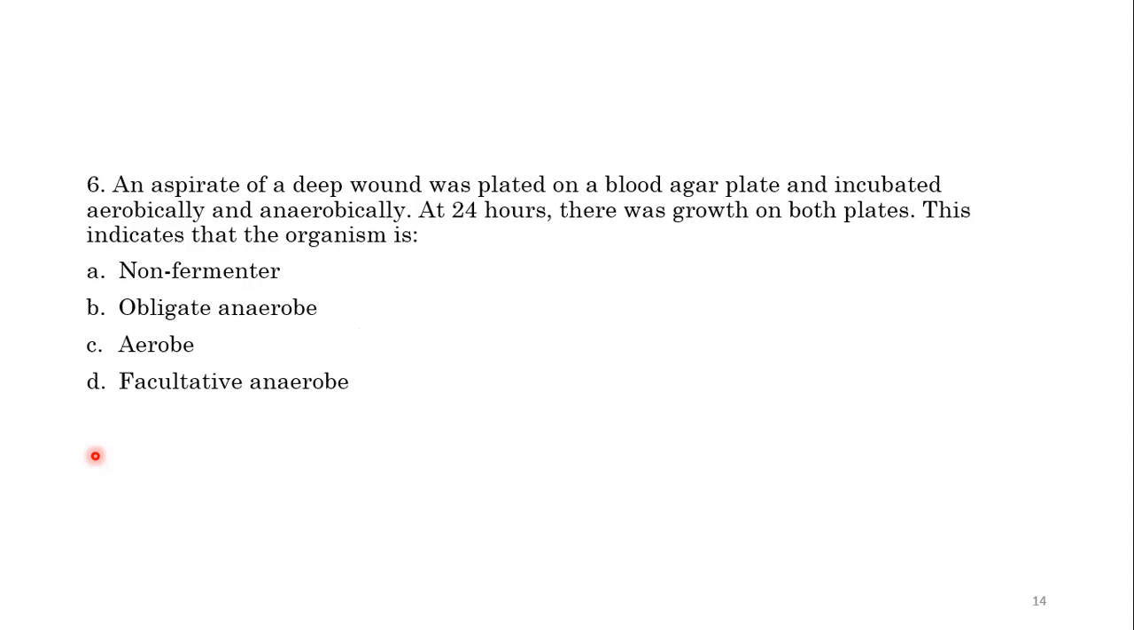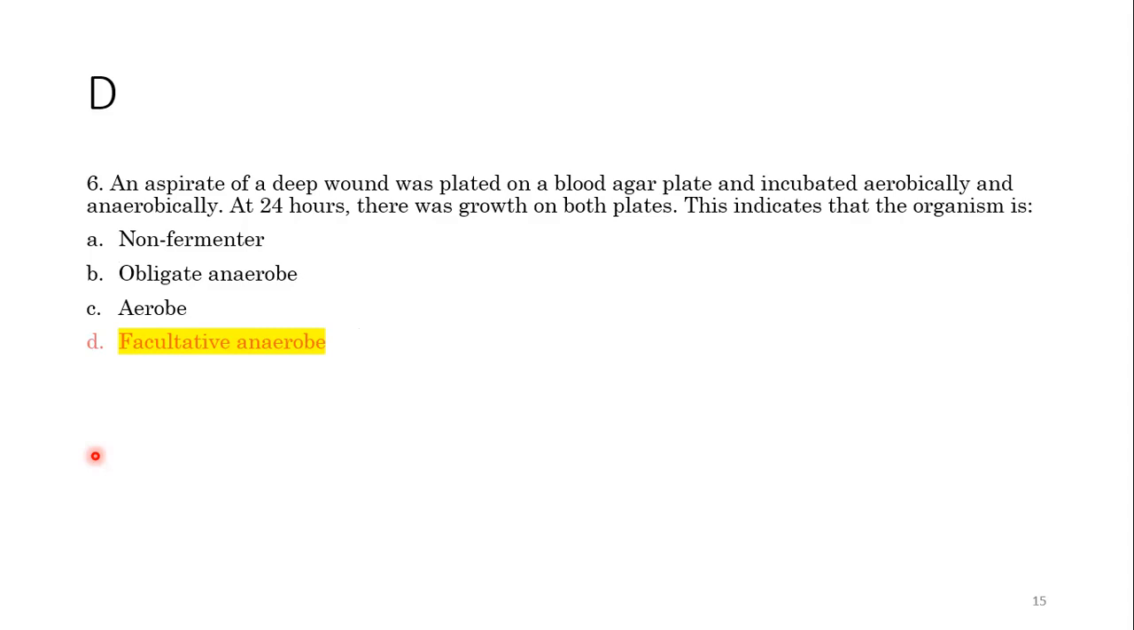The correct answer for number 6 is letter D, facultative anaerobe. What is a facultative anaerobe? A facultative anaerobe is a type of anaerobe that grows in the absence of oxygen, and they can also grow in the presence of oxygen. Again, when we say facultative anaerobe, we are pertaining to those organisms that grow well in the absence of oxygen, but they grow better in the presence of oxygen. Okay? So number 6, the correct answer is letter D.